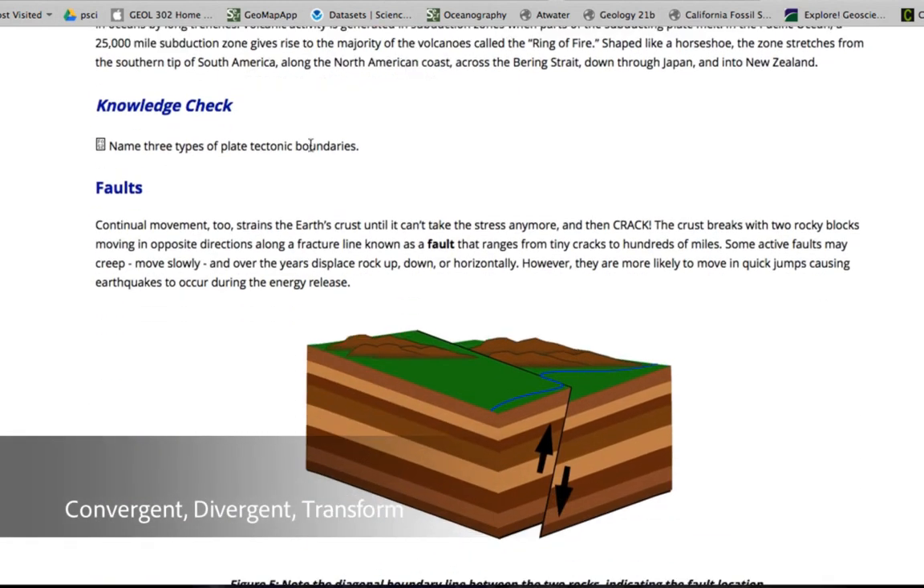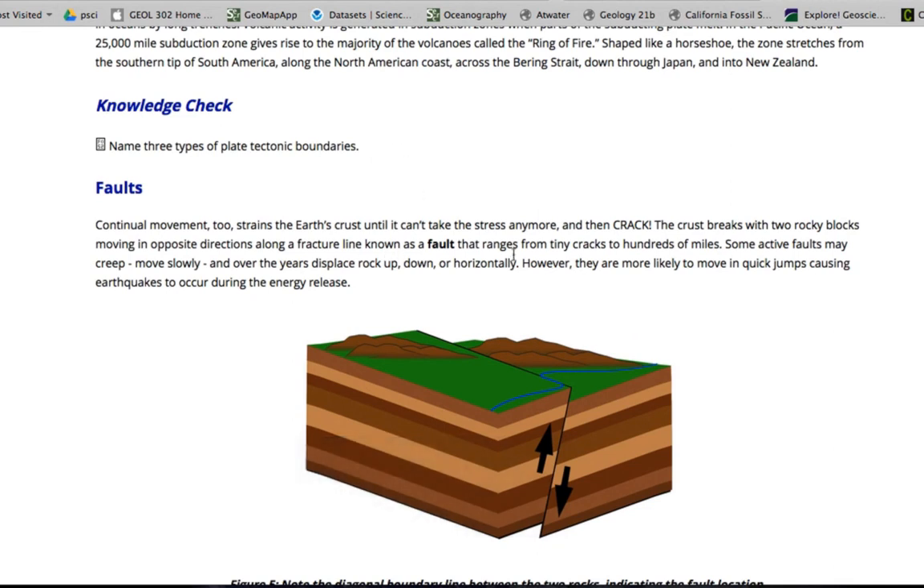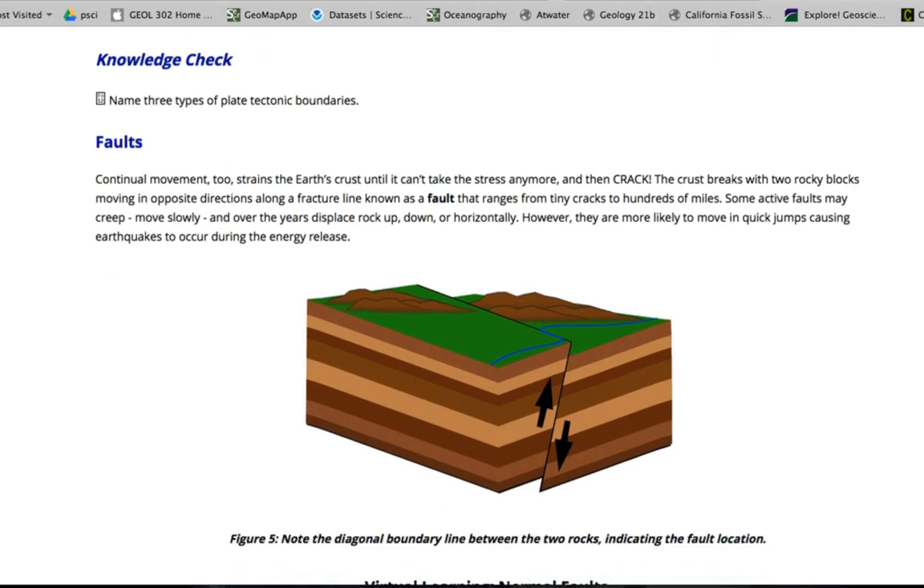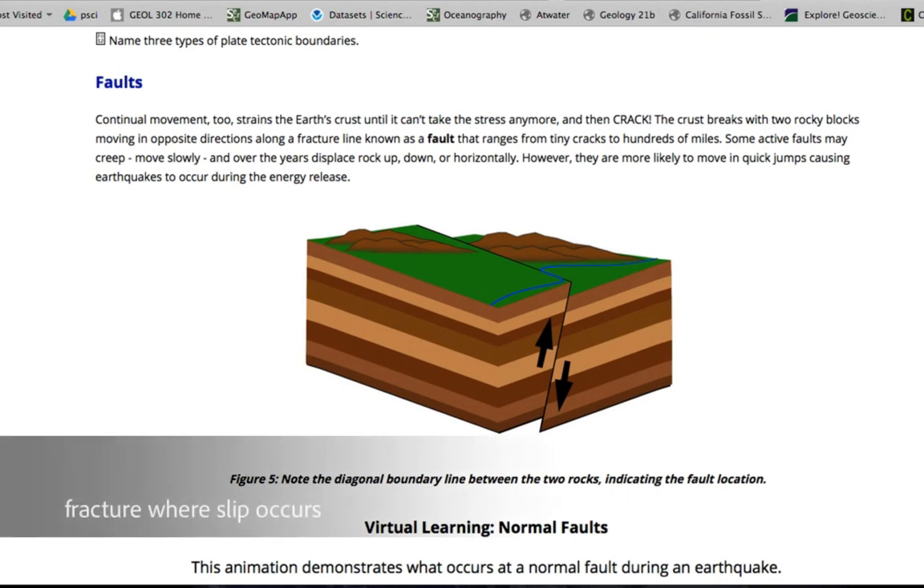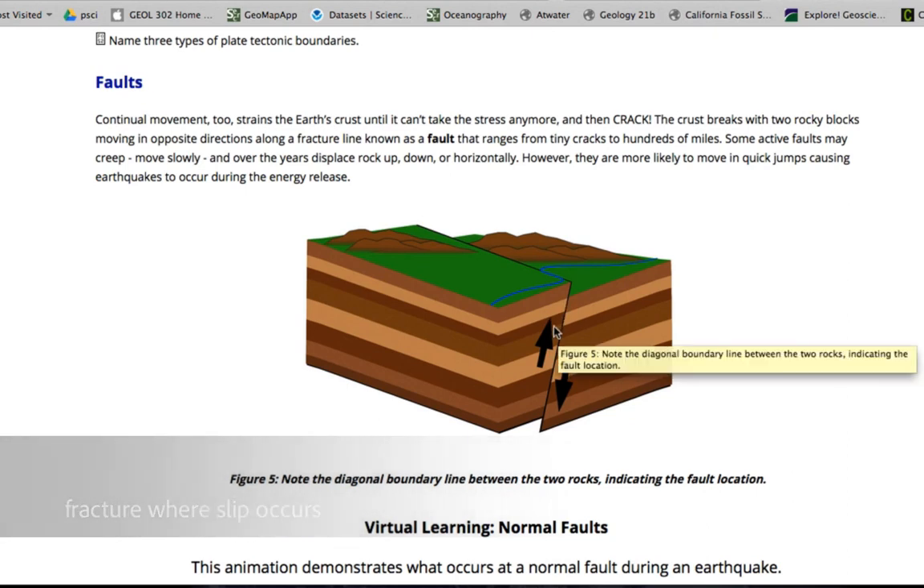And then here they talk more about the tectonic boundaries. Remember that the three types are the convergent, divergent, and the transform boundaries, right? And then they talk about faults. You want to read about this. Remember, a fault is a fracture in a rock where slip occurs, or offset. See how the layers are offset? And we call that slip.